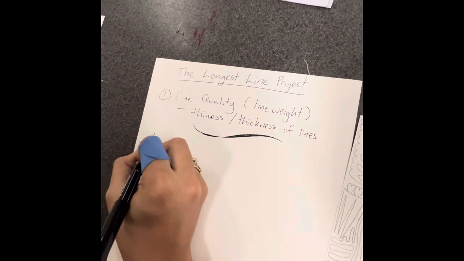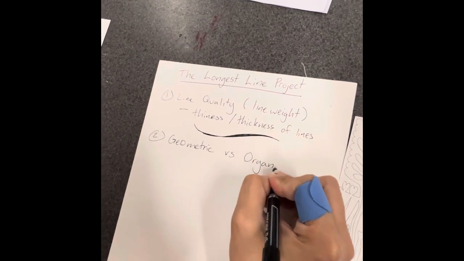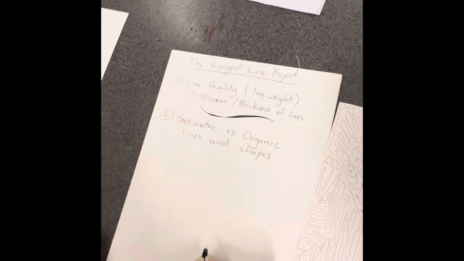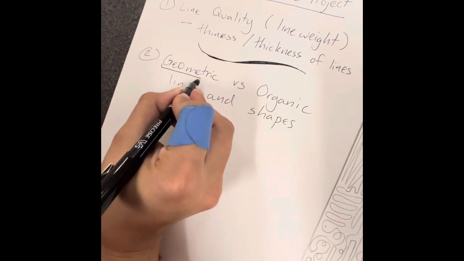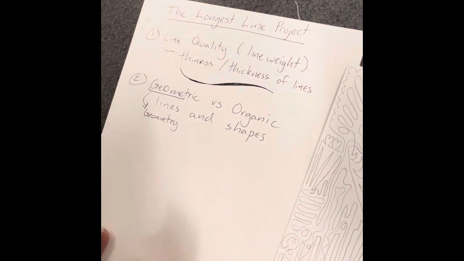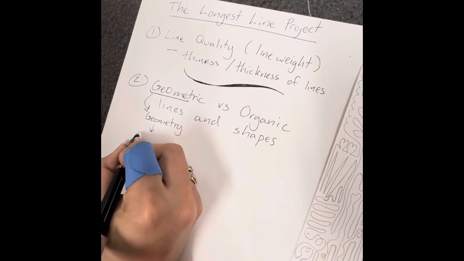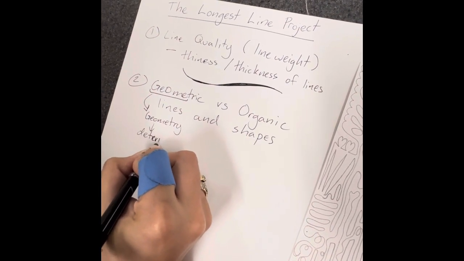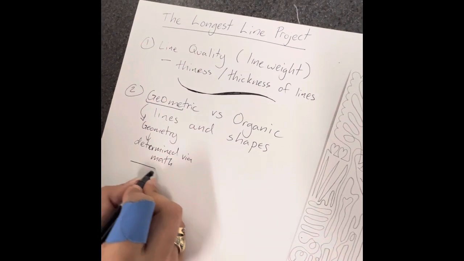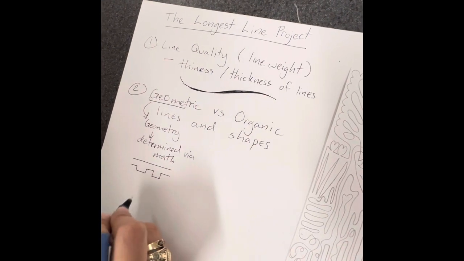We're also going to be looking at geometric versus organic lines and shapes. If you look at geom, you might imagine that this is related to geometry, which is a class that you might be in currently. And that is because geometric lines and shapes all are ones that can be determined via math. What does that mean? It means they are perfectly straight lines or measurable lines, ones that have measurable distances and angles, etc., very sharp edged, and shapes are the same way.